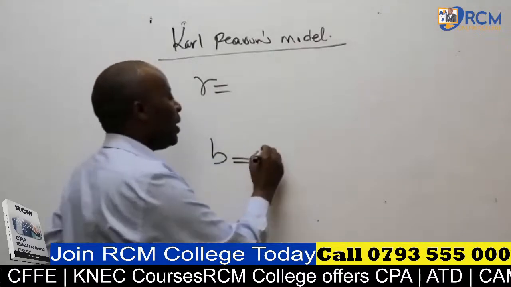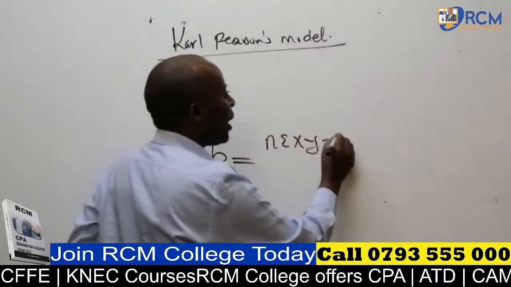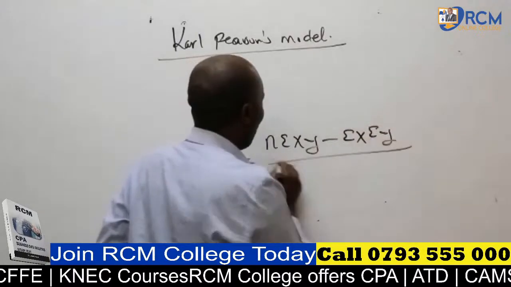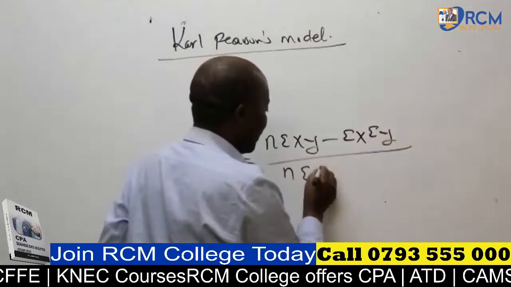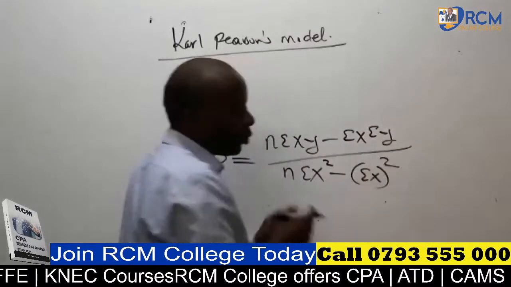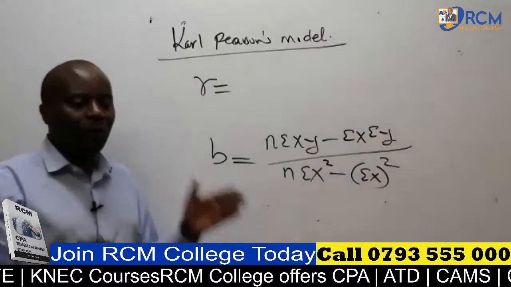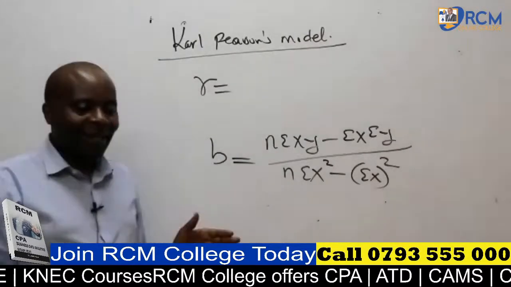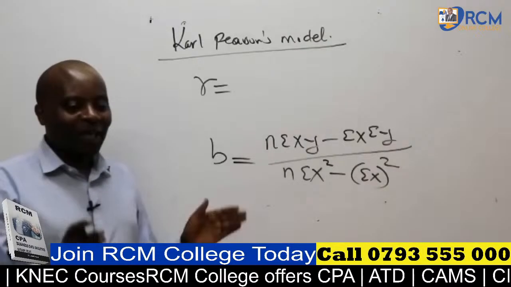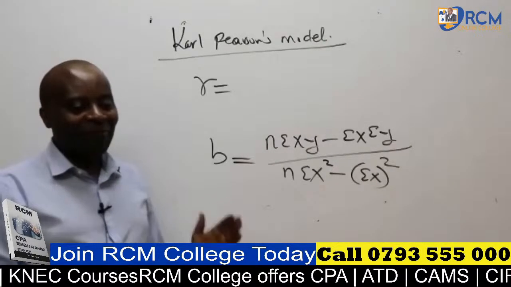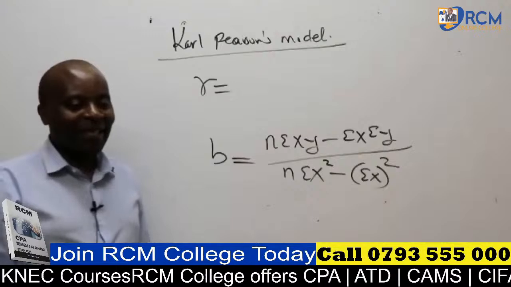I know that B equals n summation of xy minus sum of x, sum of y, all over n summation of x squared minus bracket sum of x squared. You have to cram this the way I have crammed it myself. That is the formula of getting B, right?